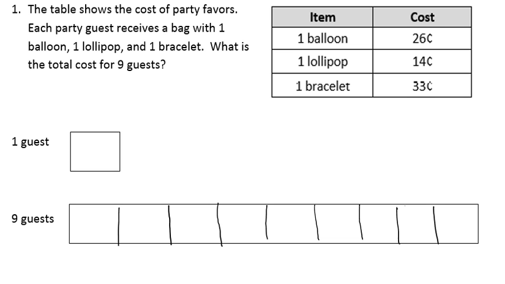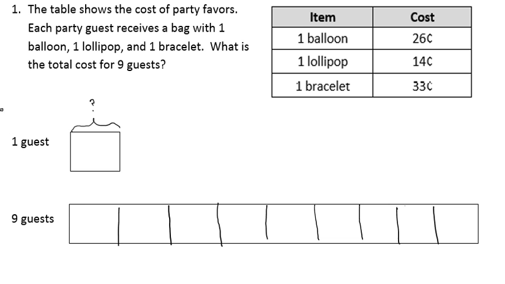Each party guest receives a bag with 1 balloon, 1 lollipop, and 1 bracelet. What is the total cost for 9 guests? We've started our tape diagram showing 1 unit as being 1 guest. Since I know I have 9 guests, I've already taken my long tape diagram and divided it into 9 portions. So the first step is to figure out what is the cost for 1 guest.